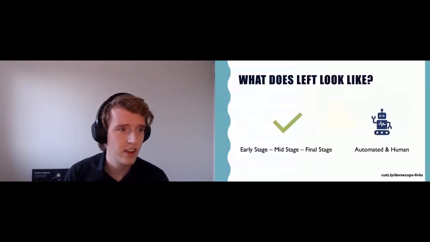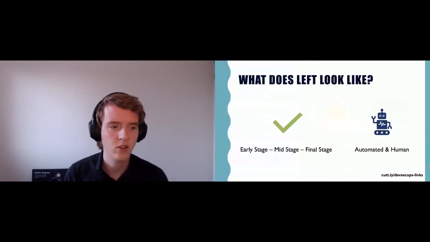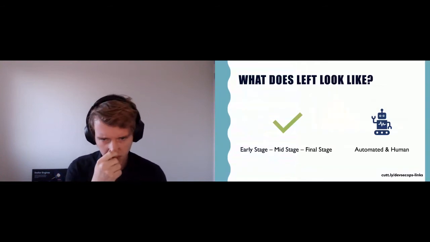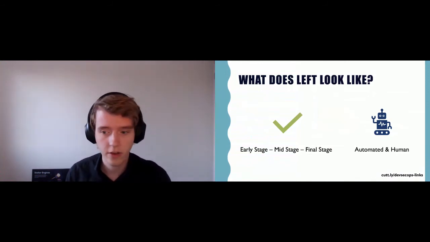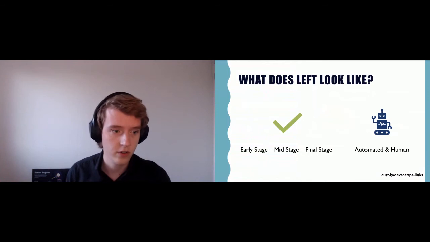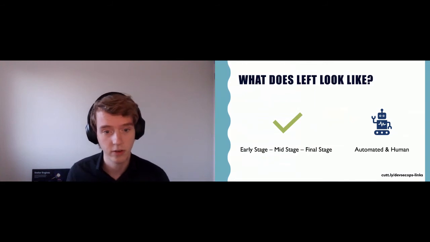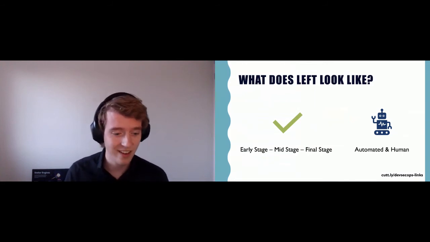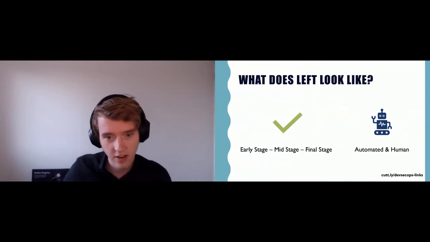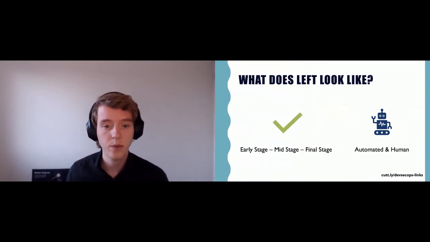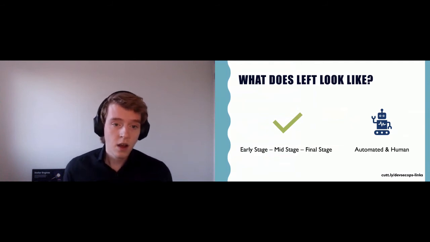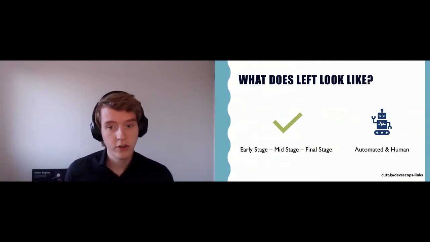So what does that look like? What does it look like to be shift left? In the following slides, I'm going to go through some of the various stages of smart contract development or the software development lifecycle, and I've split it up into early, mid, and final stage. For each stage, I'm going to look at some of the automated and human processes and controls that you can put in place to improve your security posture.